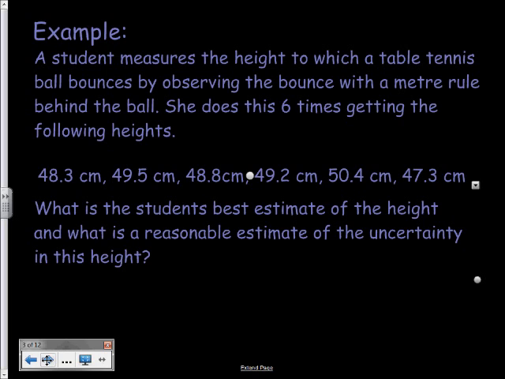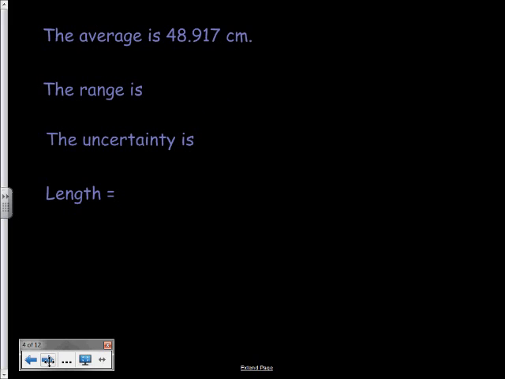So what I'm going to show you here is the technique that you should use. I want you to copy out this example and to work through it in your own notes. All right, so if you take the average of all those figures on the previous slide, the average is 48.917, but that's at present being quoted to 3 decimal places, to the nearest thousandths of a centimeter, not reasonable.